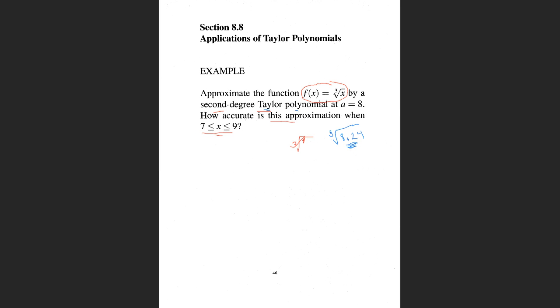But we'd like to know over a range of values, x between 7 and 9, how accurate is the approximation? In other words, cube root of 7, how accurate would that approximation be using the Taylor polynomial? Cube root of 9, how accurate would that approximation be? That sort of thing. Okay, well, we've got to build the Taylor polynomial. And again, we're going to build it using our Taylor series formula.